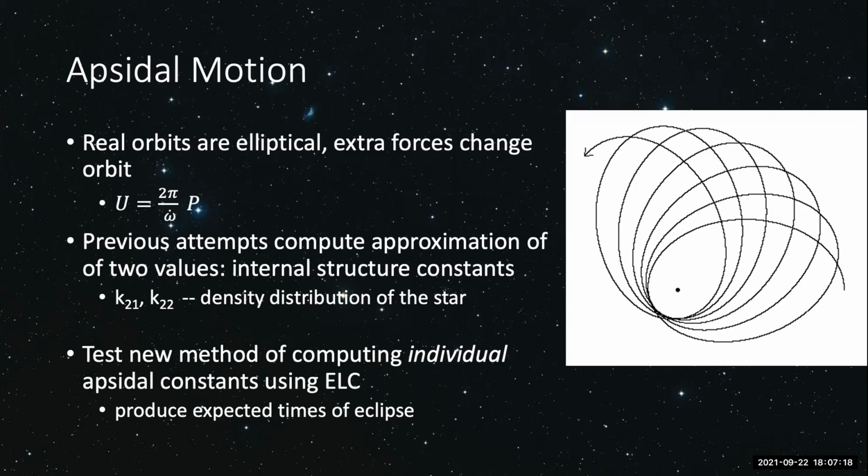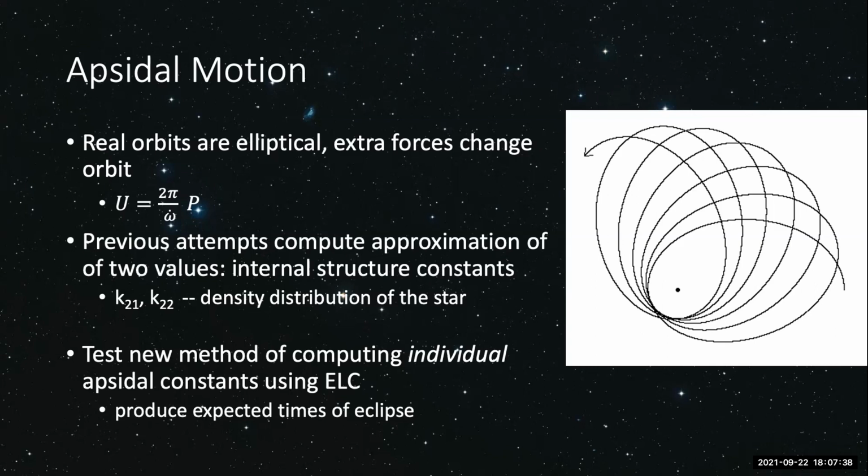So is the mass concentrated more in the center? Is it more evenly distributed throughout that volume of the star? And this is really important because it gives us information about what's going on, not just on the surface, but inside of these stars where we can't actually see. But by observing this apsidal motion, we can determine that.